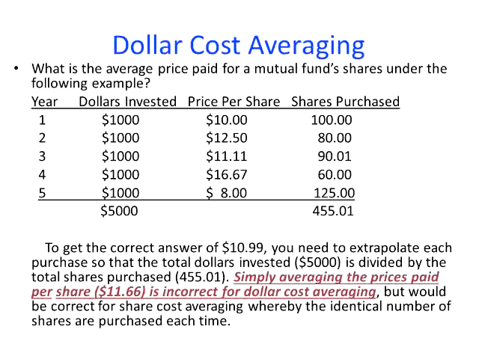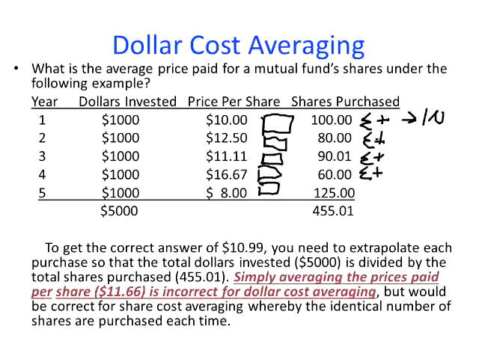Okay. Hit your input button. 100 shares, Sigma Plus. Your display window is going to show the number 1 on it. 1250, input it. 80, Sigma Plus. 1111, input it. 90.01, Sigma Plus. 16.7, 60. Sigma plus 8. Inputted 125. Sigma plus.